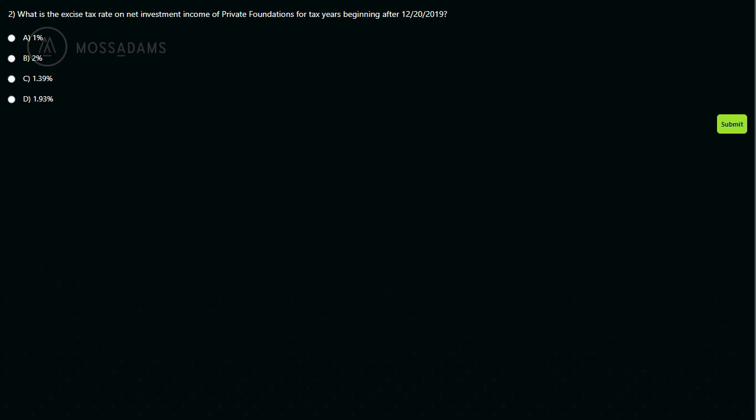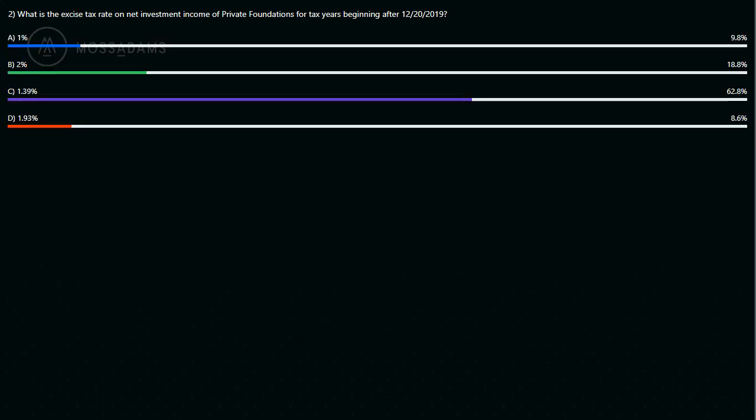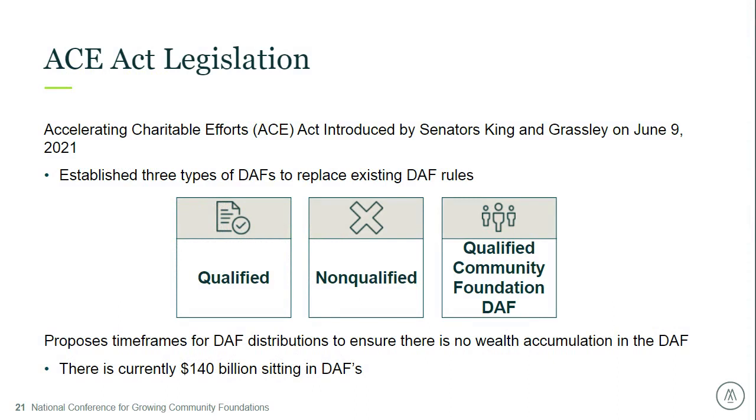And here are our results. Okay, great. So it looks like most of us got it right. It's C, 1.39%. Okay, so now Pam will be taking over and talk about the proposed changes to donor-advised funds.